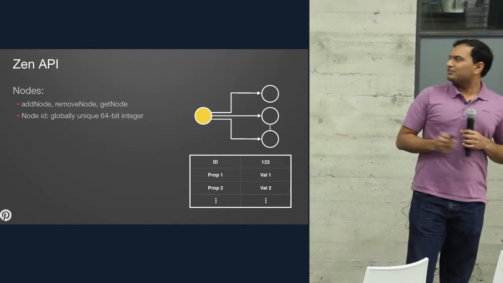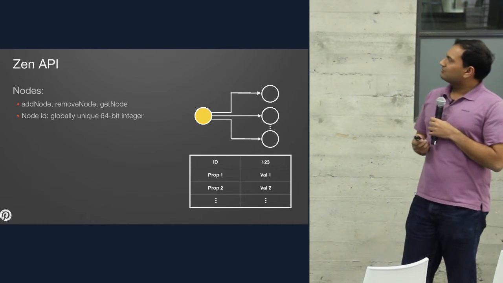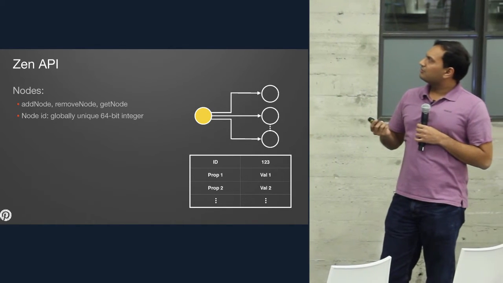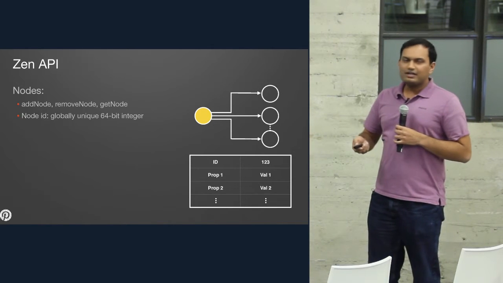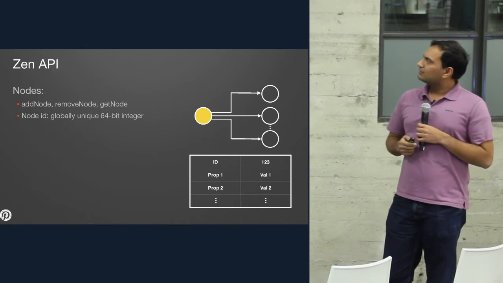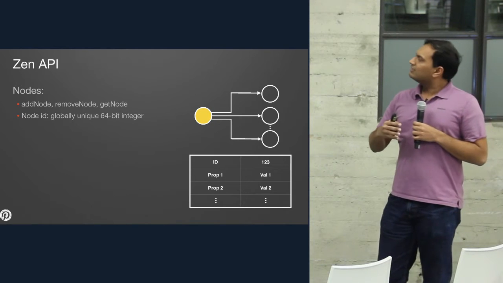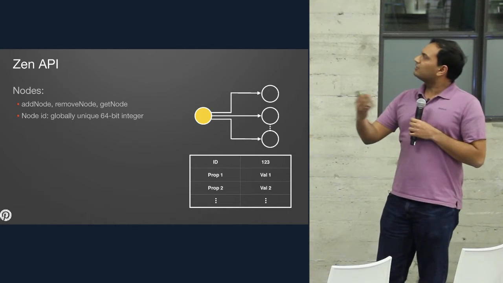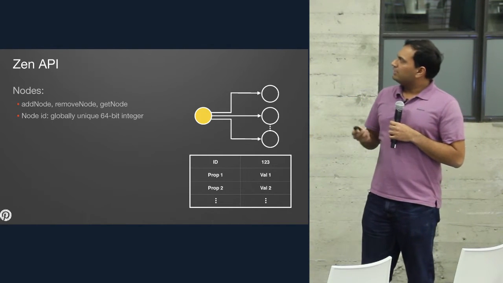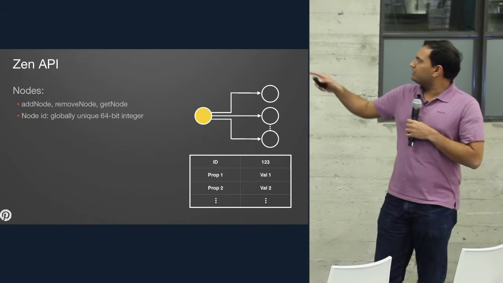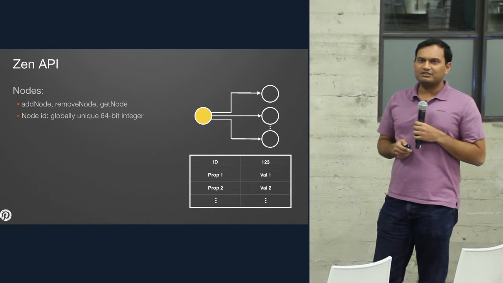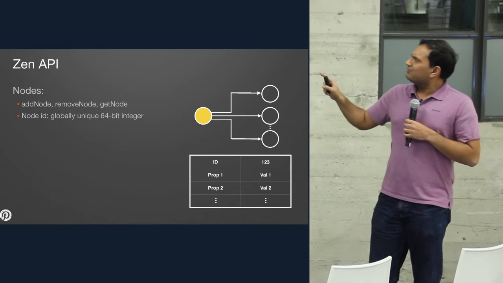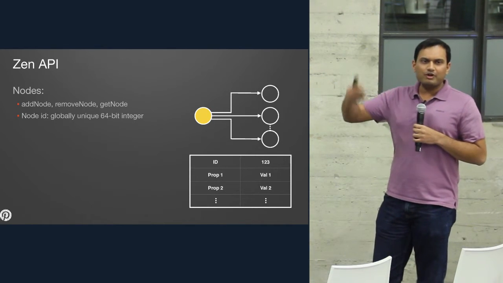Cool. So very quickly on the Zen API, it's pretty simple once you get that graph data model. So you have nodes. You can do the basic CRUD operations on nodes: add, remove, get. Nodes are referenced by globally unique 64-bit integers called node IDs. These are generated by Zen. Whenever you create a node, you'll get a node ID back. The data that you associate with nodes are in the form of key value pairs called properties. They're simply string to arbitrary byte values. And I'll talk a little bit later about why we model data this way in terms of properties.